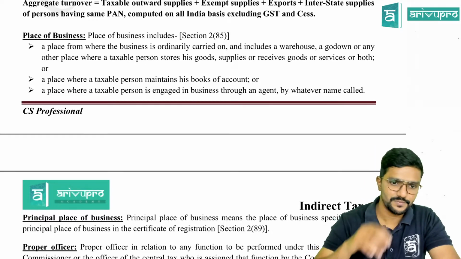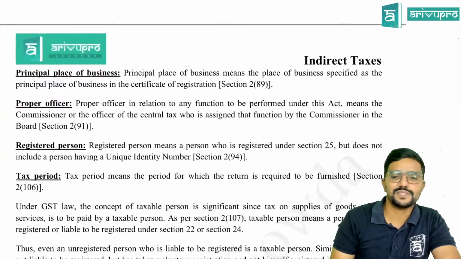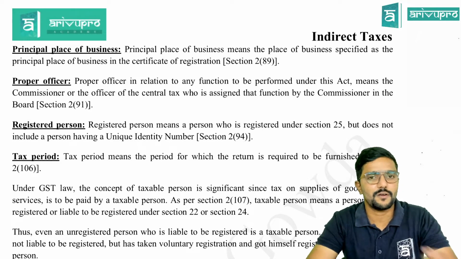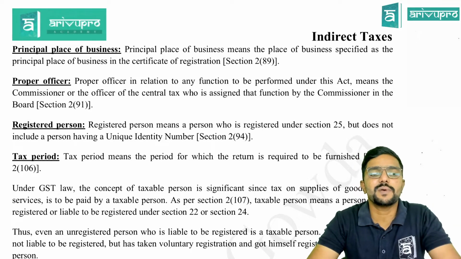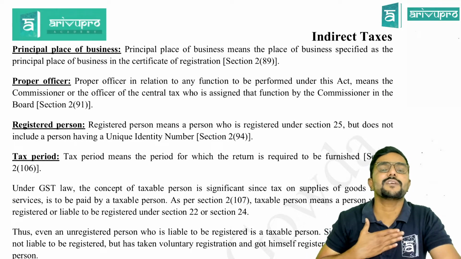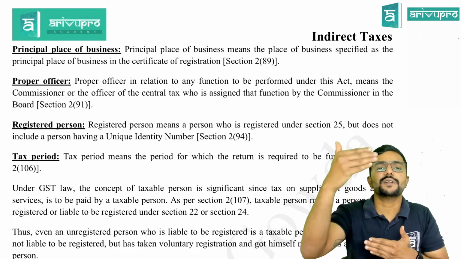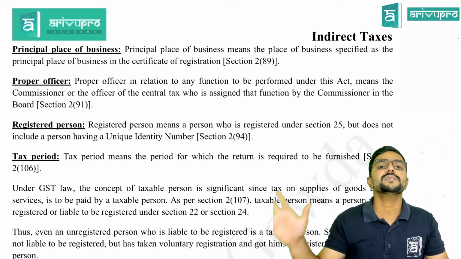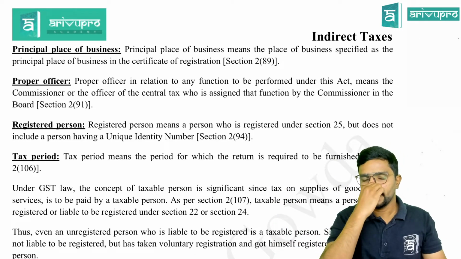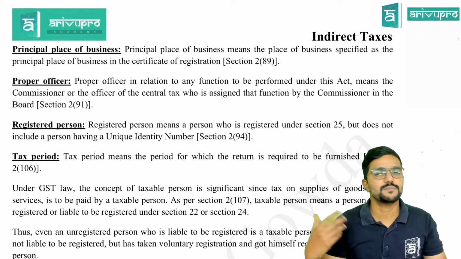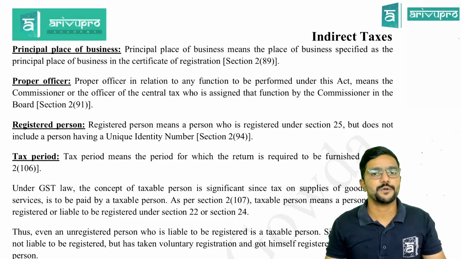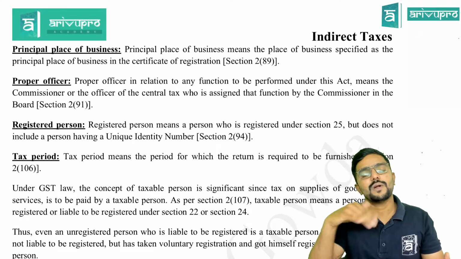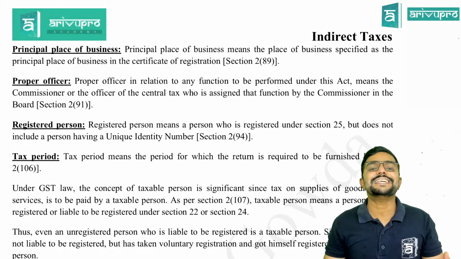Clear? Yes. Next, principal place of business. Principal place of business means, in simple terms, head office or corporate office. And who will decide what is my principal place of business? The person who is applying for registration. When I am applying for registration, assume I have various branches, I would have mentioned which is my principal place of business. In law we call it corporate office, head office and so on, right? Similar to it. In GST we call it principal place of business, and other than that, whatever branches we have, we call it additional place of business.